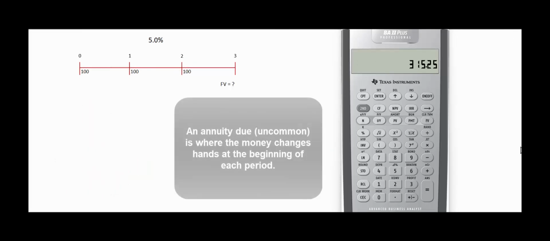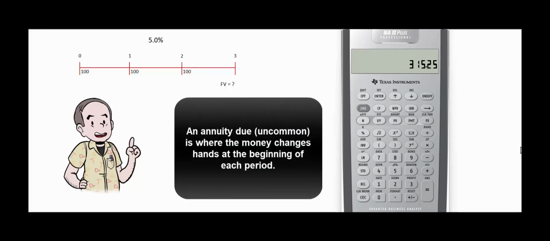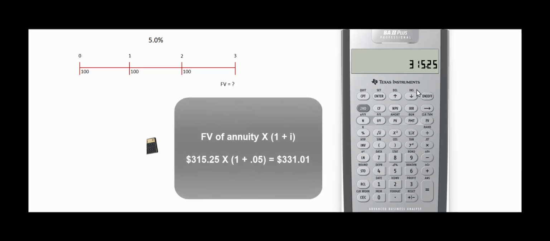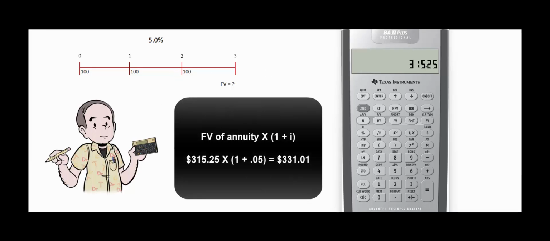Right. An annuity due is like an annuity, except the payment is made on the first day of every period. And if you think about it, that means we earn an extra period of interest on all these payments. The easiest way to change the answer for the future value of an annuity to an annuity due is to take that $315.25, multiply it times 1 plus the interest rate. So we'll take 315.25, multiply it times 1.05, and that'll give us 331.01.